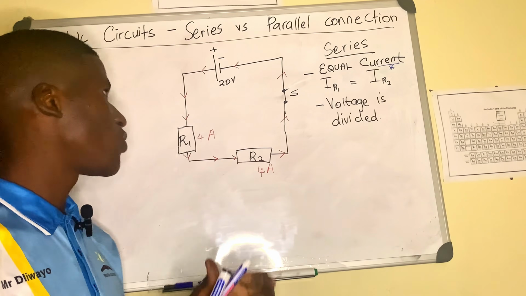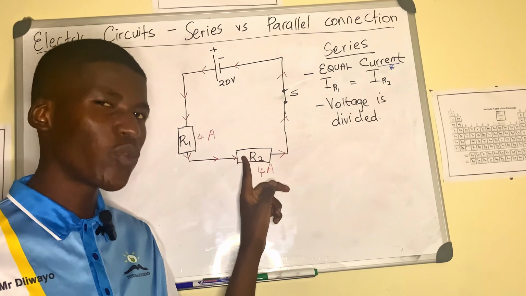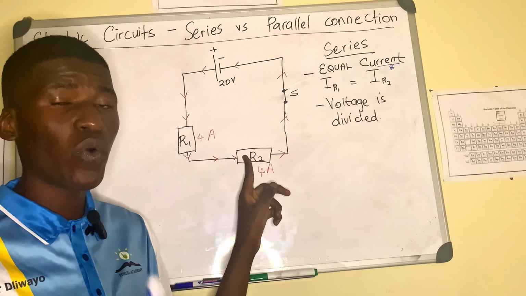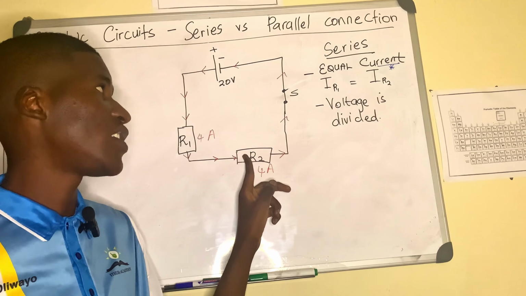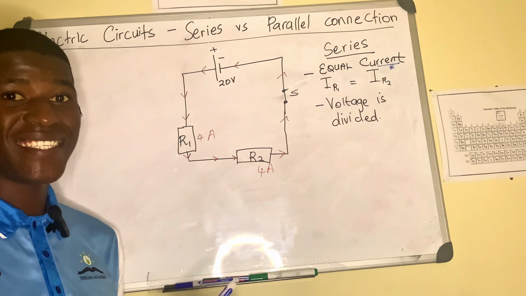So I don't want people to say that this one would have 10 volts, also this one would have 10 volts. No, you don't guess that. It depends on the resistance. We're still going deep with that. What do we mean when we say that the voltage is divided?